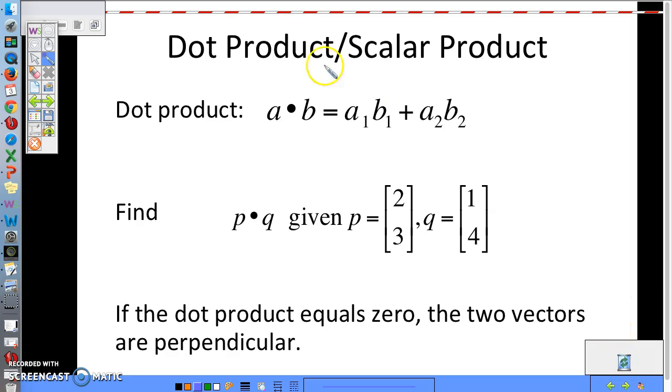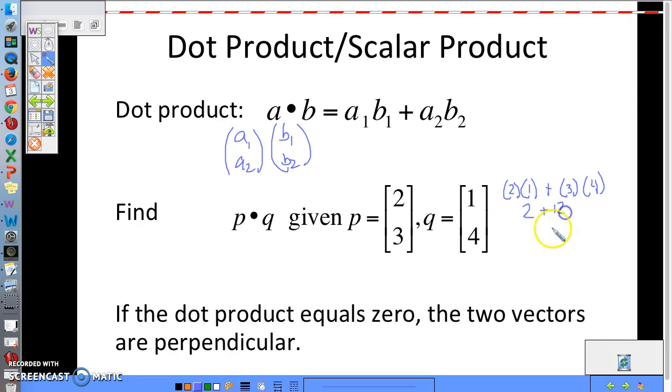Now the next thing we're going to look at is something called the dot product, or the scalar product. This is if you're given vectors, maybe A1 and A2, and B1 and B2. The way you multiply those together is you multiply the x values and add them to the product of the y values. So if here are two vectors, we need to find the dot product. We're going to do 2 times 1 plus 3 times 4. So we have 2 plus 12, so our dot product is 14.